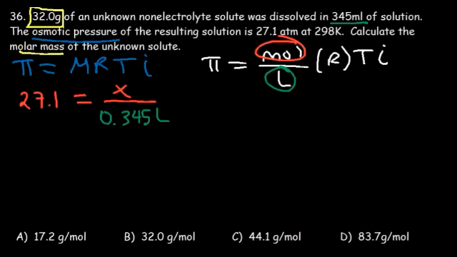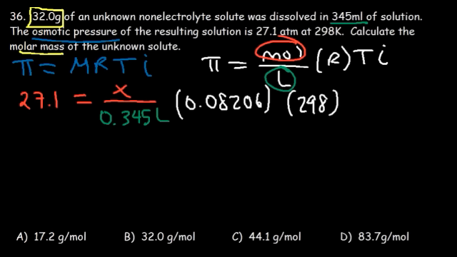And then R is the gas constant. That's 0.08206. The other one, 8.3145, has units joules per mole Kelvin, but we need to use this one because it has the units atm in it, and it has liters as well. The temperature is 298 Kelvin, and the Van Hoff factor for a non-electrolyte is always equal to 1 because non-electrolytes do not dissociate into ions. So now we need to do math to solve for X. So let's multiply both sides by 0.345.